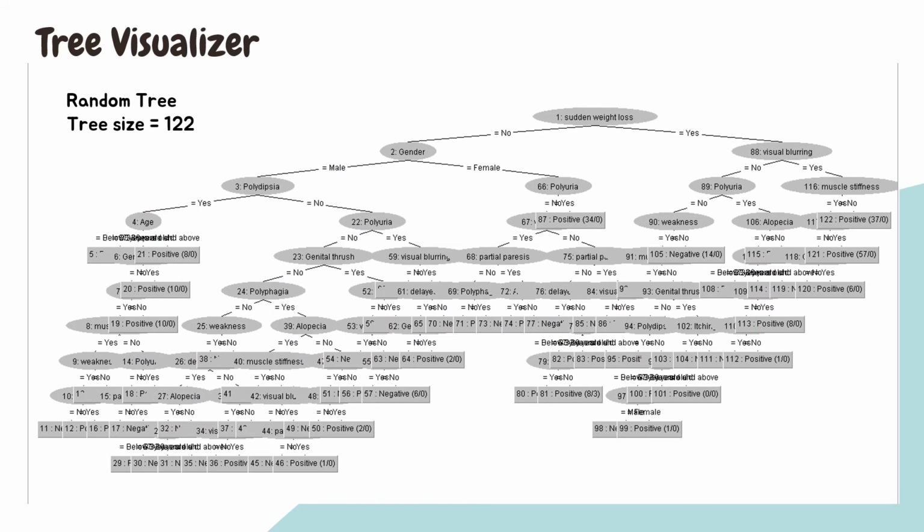Next, to visualize the tree, right-click on the result list panel, then choose visualize tree. The tree is shown as in slide, with the size of tree being 122.